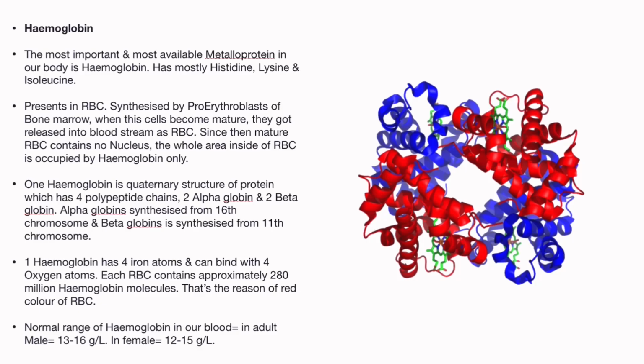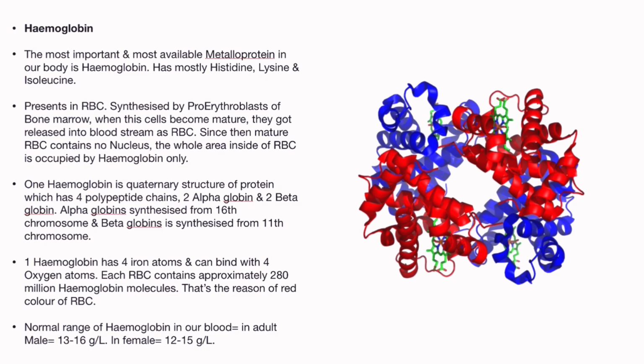Hello and welcome. Today's topic is our hemoglobin. It is the most important and most available metalloprotein present in our body. It has mostly histidine, lysine and isoleucine. Now this hemoglobin is present inside the red blood cell, RBC. Now what is a red blood cell? I have talked about these things in my earlier cytology videos, you can check those.